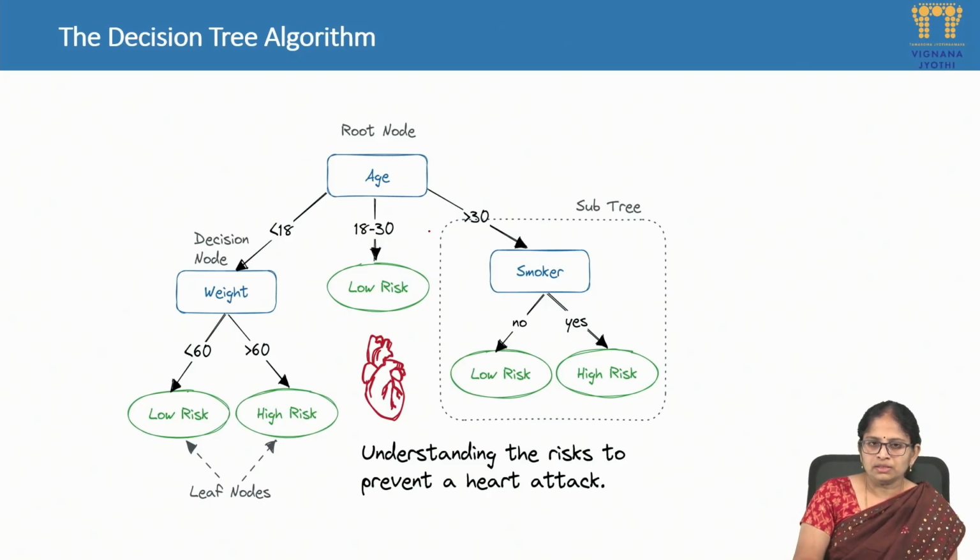So this is the entire tree which will give the predictions when a particular patient sample is given, then that sample must be categorized under either a low risk of heart attack or a high risk of heart attack.